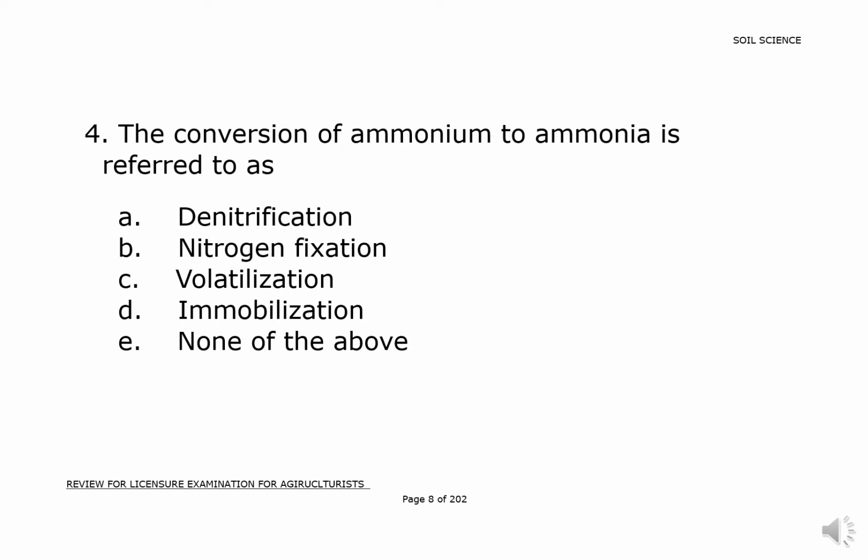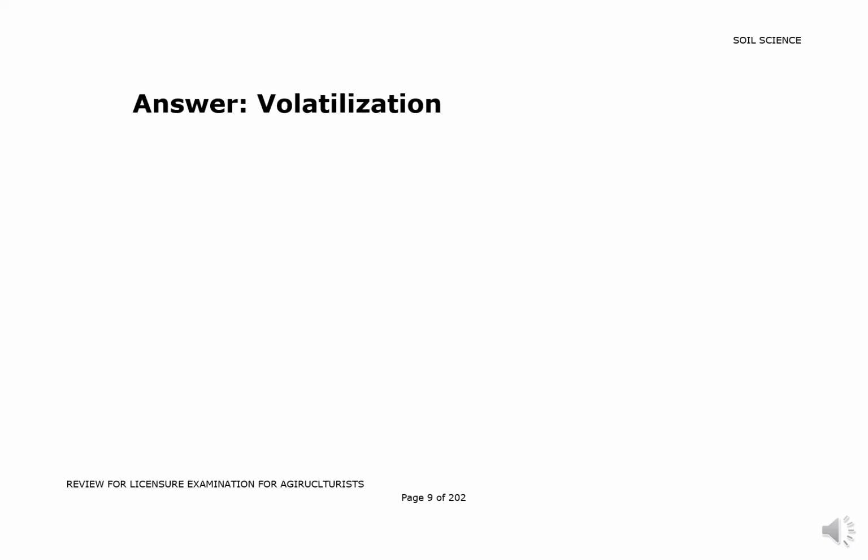Number 4. The conversion of ammonium to ammonia is referred to as A. denitrification, B. nitrogen fixation, C. volatilization, D. immobilization, or E. none of the above. The answer is volatilization.